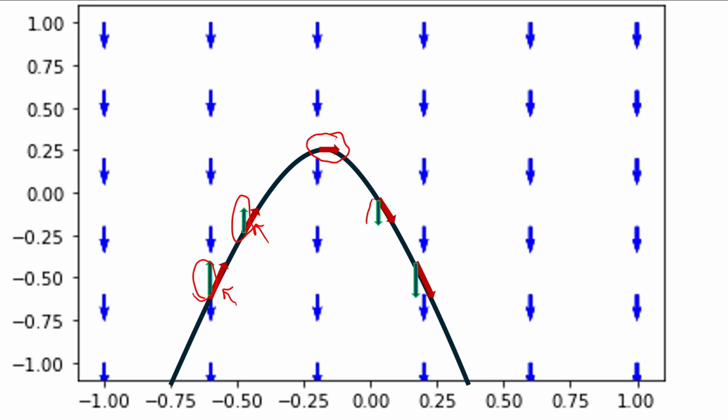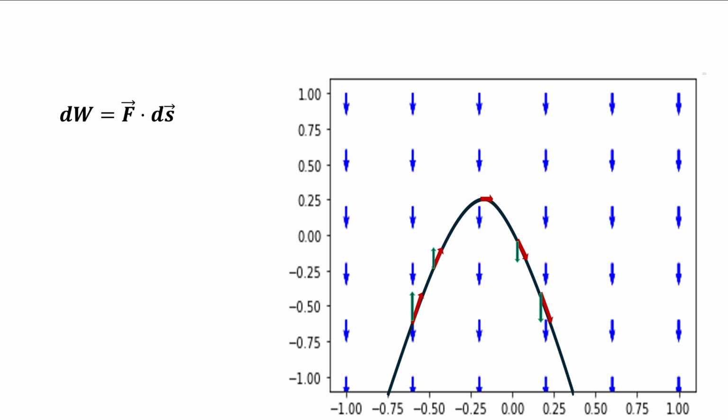On the way down, my velocity vector has a component that points in the same direction as the field, and so my velocity vector gets longer. That's the idea. In order to compute the work, what I need to do is do it step by step.